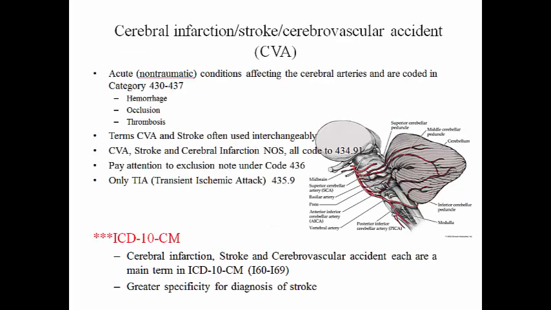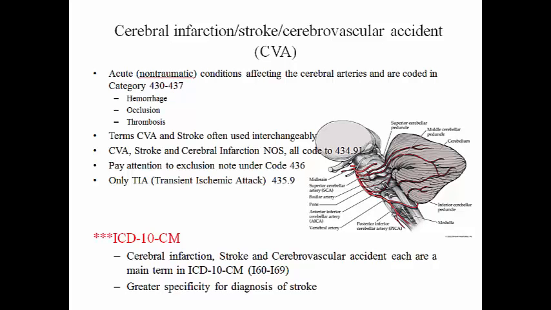Cerebral infarction, stroke, cerebral vascular accident, otherwise known as CVA. These are acute conditions affecting the cerebral arteries and are coded in category 430 to 437. So although stroke and CVA are used interchangeably, they are technically not the same condition. And CVA, stroke, and cerebral infarction, not otherwise specified in the documentation, all code to 434.91.